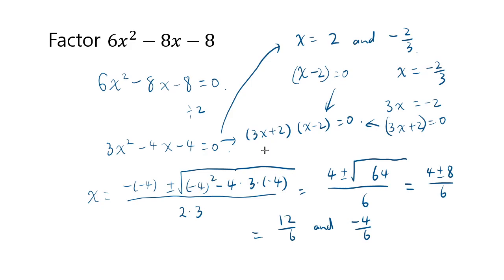And if you expand this, indeed, you will find that 3x times x is 3x squared. You can expand this to see that indeed this is the same thing. And because the relationship between these two was that you obtained this by dividing by 2, we know that this factors as twice of 3x plus 2, x minus 2.